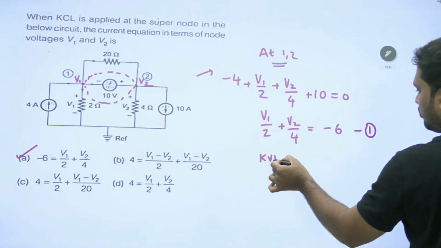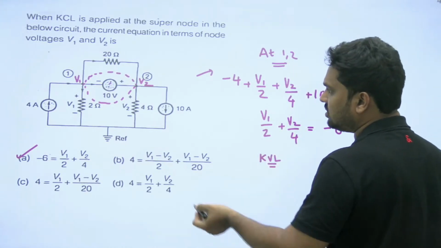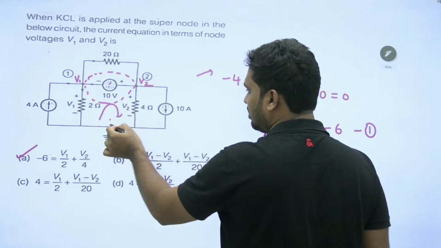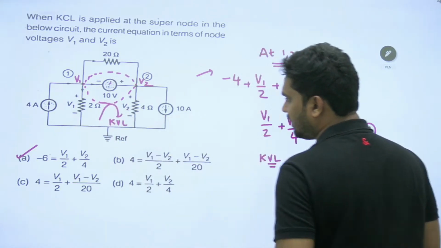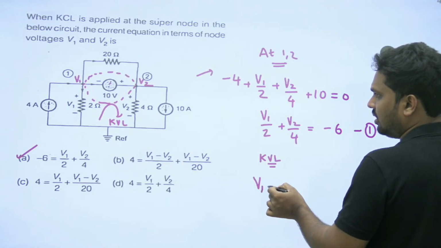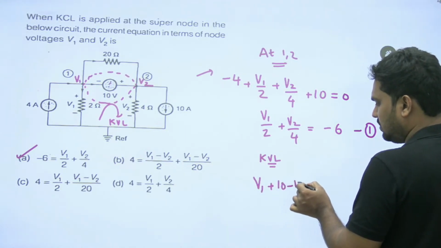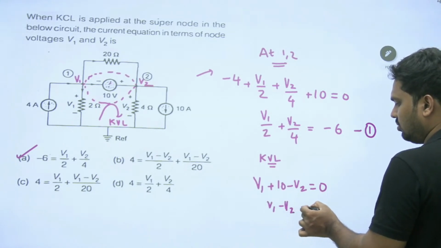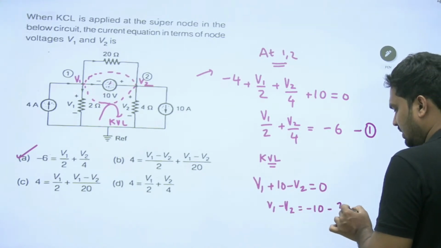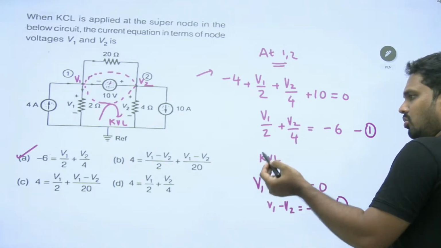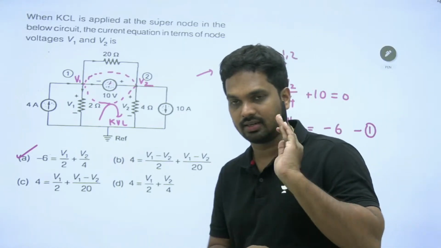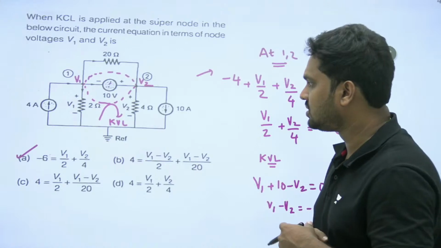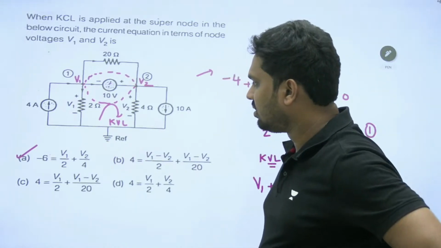Inside the supernode, we must always apply KVL. In this loop we should apply KVL. If you apply KVL, V1 plus 10 minus V2 equal to 0. V1 minus V2 equal to -10 is the second equation. If you solve both of these, you will get V1 and V2. Wait, listen carefully. Here I want to say one thing.